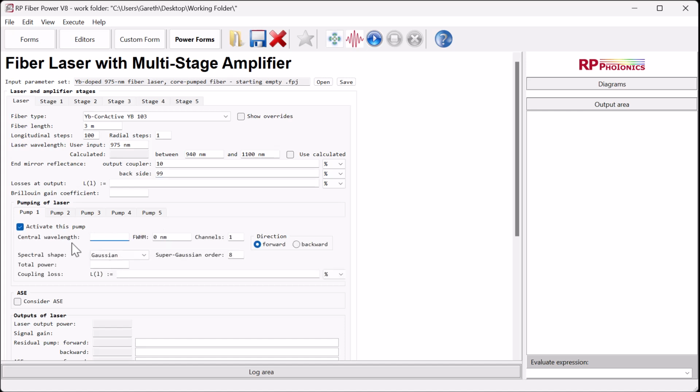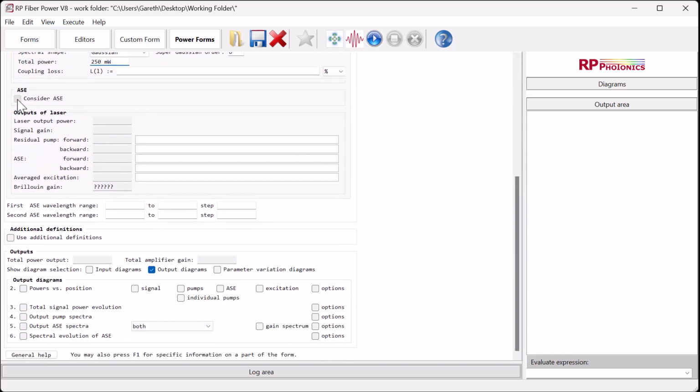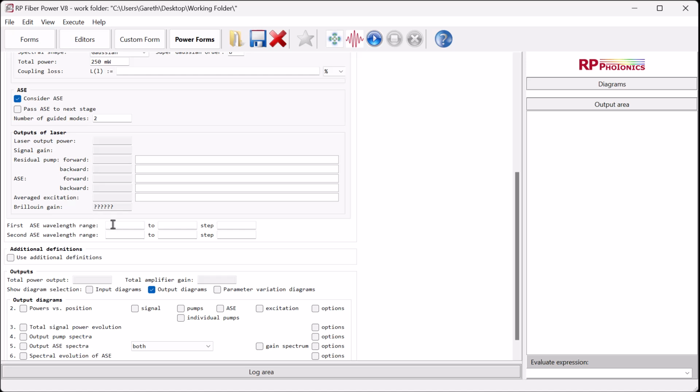Next, we activate one pump with a wavelength of 940 nanometers in the forward direction with a power of 250 milliwatts. We also want the simulation to take account for amplified spontaneous emission, in short ASE, as this often plays a significant role in fiber laser design. We also need to set the ASE wavelength range to ensure it covers a significantly wide spectral range. Finally, we choose some output diagrams to visualize our results. First, we'll look at how the powers of the signal, pump, and ASE evolve along the fiber, as well as the ASE spectra, with a special interest in the gain spectrum.